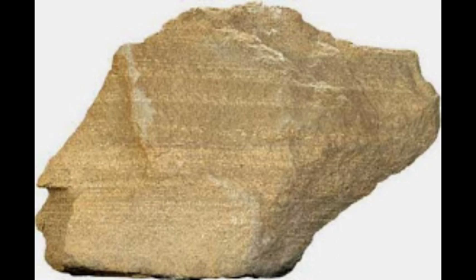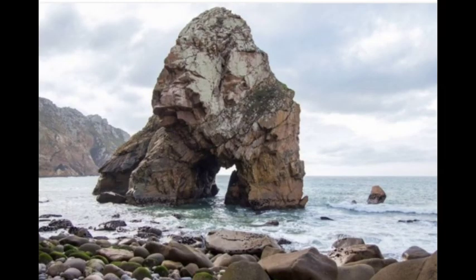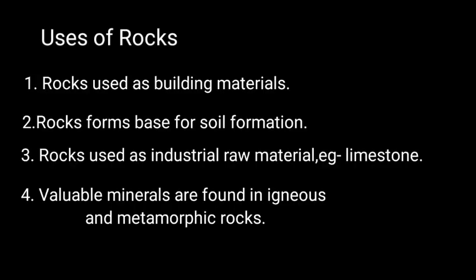Now rocks do not have any defined structure. Also, rocks do not have any specific chemical formula. All the different types of rocks are identified on the basis of mineral combination, what type of minerals they contain. Based on that, the rocks are identified. So now let us discuss some of the uses of rocks, how rocks are important to us.